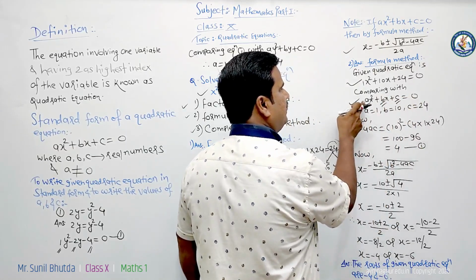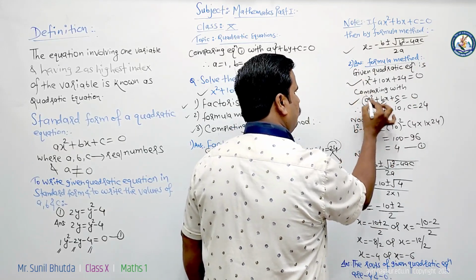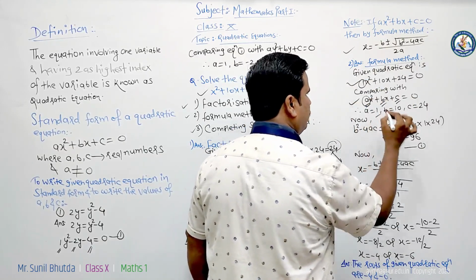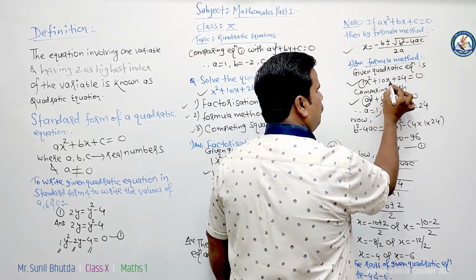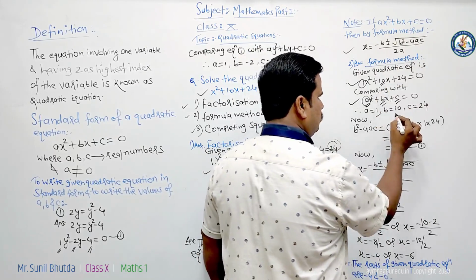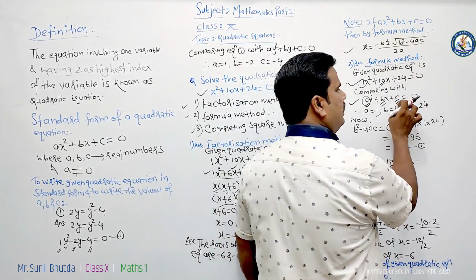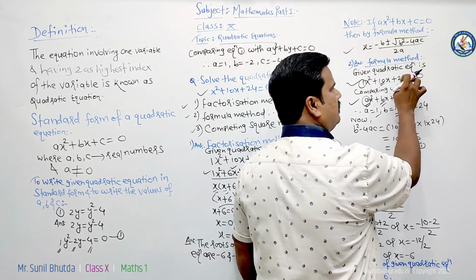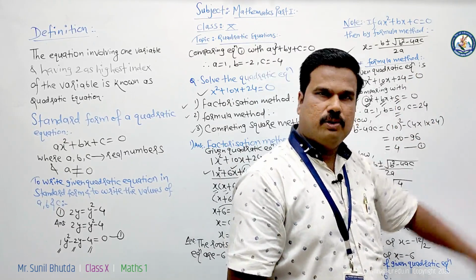Here a is there and here the coefficient of x square is 1. Therefore, the value of a will be equal to what? 1. Coefficient of x is b. Here the coefficient of x is 10. So the value of b is what? 10. Lastly, the constant term is c and here the constant term is plus 24. Therefore, the value of c will be 24.